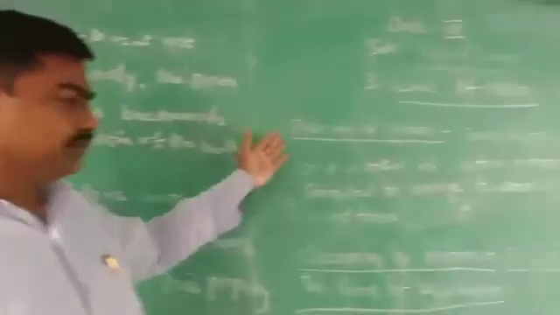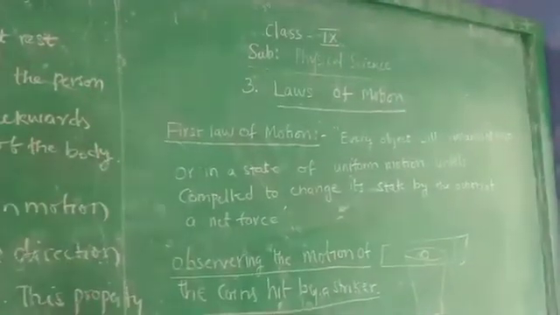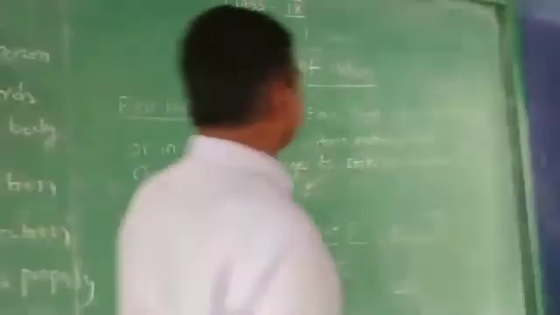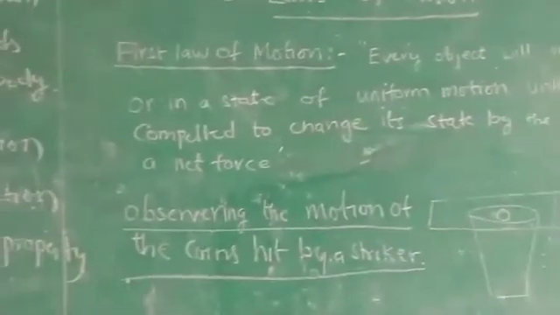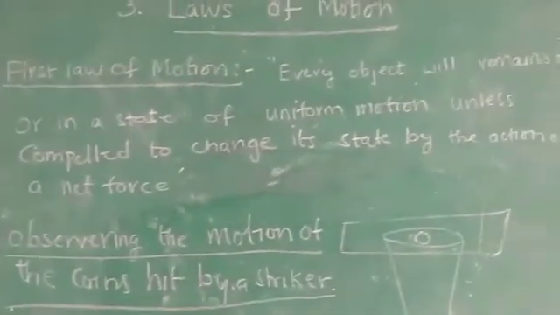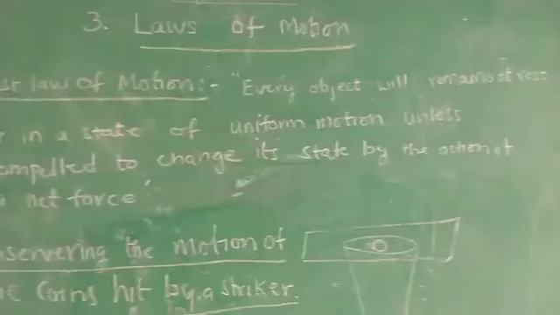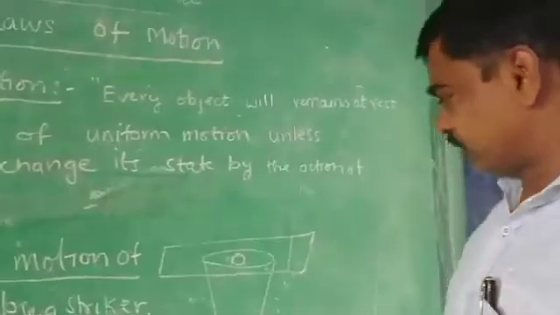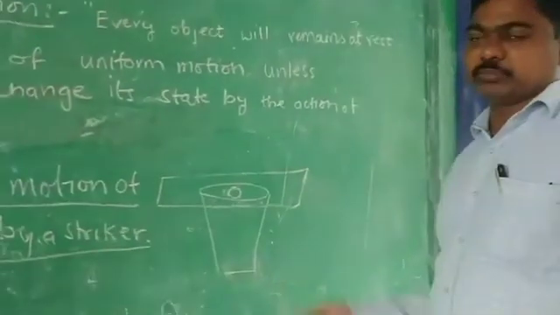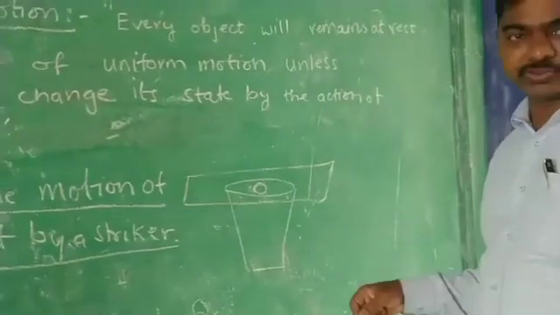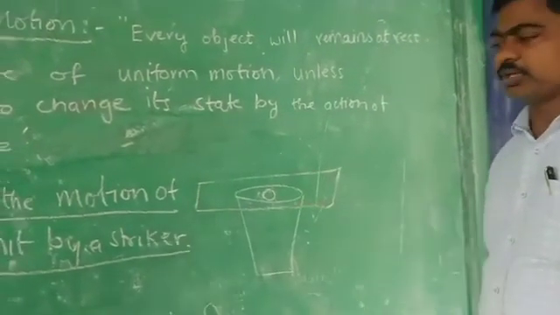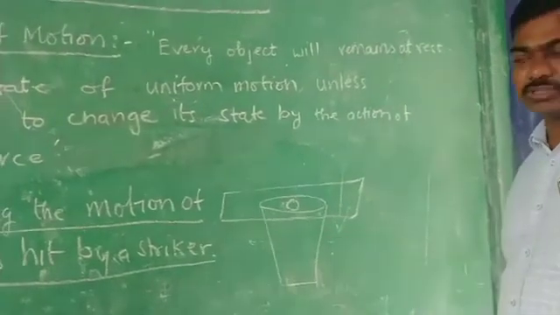In today's class, we have done Newton's first law. What does Newton's first law say? Every object will remain in its state of rest or motion unless compelled to change its state by a net force. We have seen two examples. You take a glass tumbler, place it on paper and flip the paper; the tumbler remains at rest and falls into the tumbler. This is due to the inertia of rest.